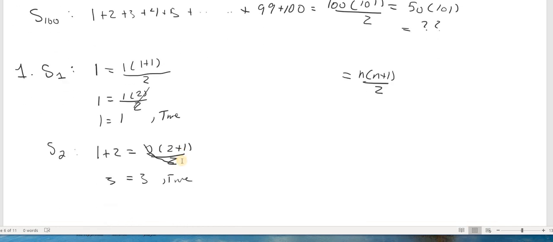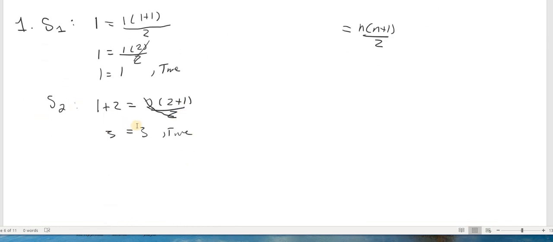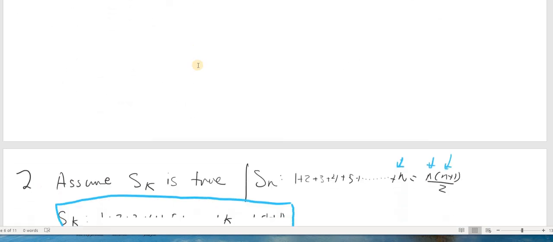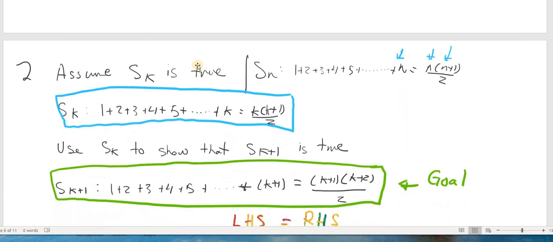And you can test more examples if you want, just so you can see how the formula works. You only need the first one. So this is step 1. Test it out first. Step 2 is where you start working with the formulas. Step 2 is where you say assume Sk is true, and basically the only thing you're going to do is, in the original formula, wherever you see n, you plug in a k. That's what we did here, which gives you this new formula with k now.